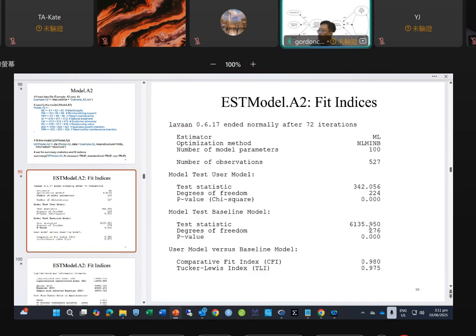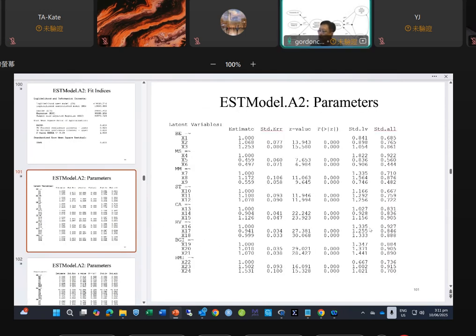So we have the fit indices. We have the estimated parameters. Again, by default, it sets the factor loading of the first item to 1. But you can also look at the last column, which is a different identification method, which fixes the variance of the factor to 1, and therefore we can estimate factor loadings for all items.